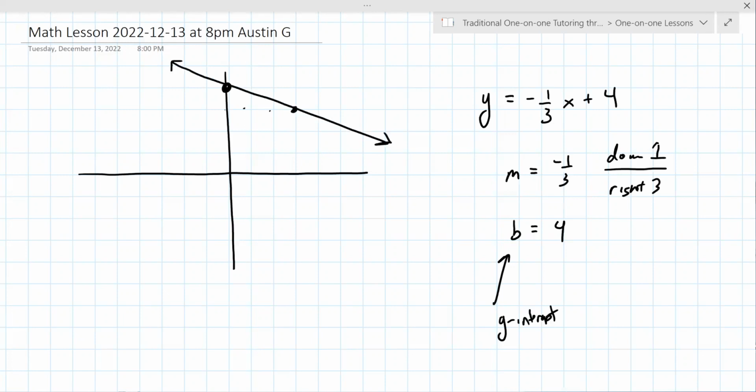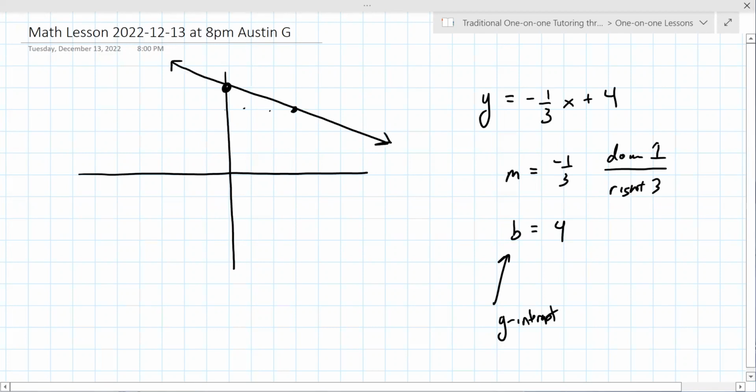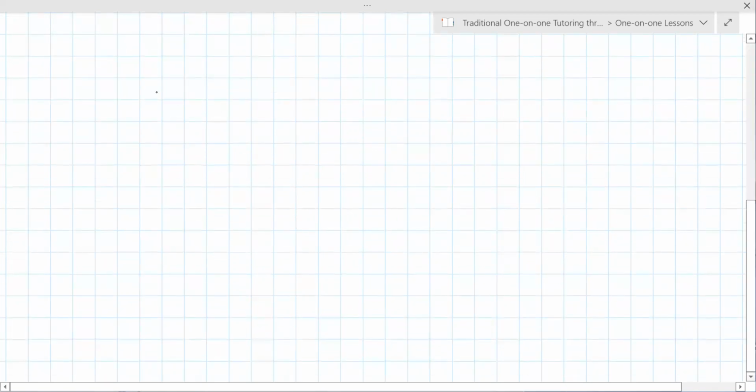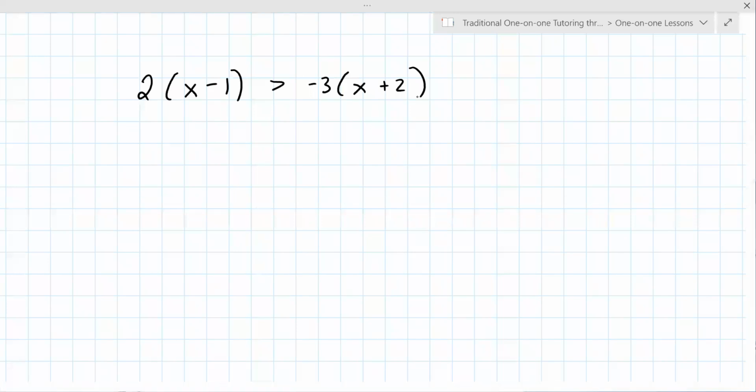Okay, so let's take a look at another problem from last time. Let's say I ask you to solve something like this: 2 times x minus 1 greater than minus 3 times x plus 2. How would you go about solving this to start? Tell me in words, what would be the first step? I'd distribute the 2 to the x and the negative 1.